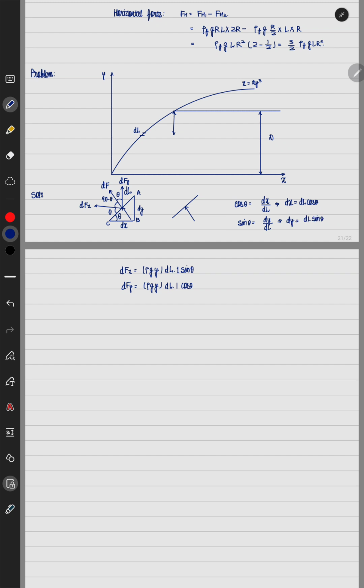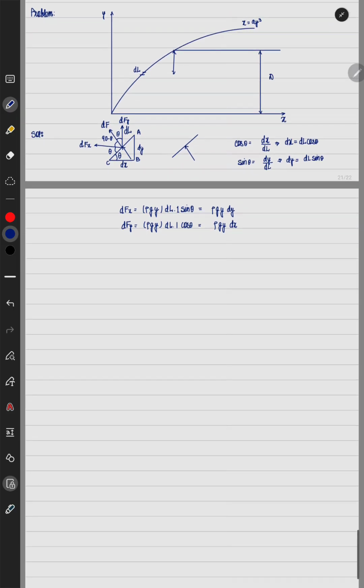Putting these values of dl cos theta and dl sin theta in the two expressions of forces, I can write dFx is given by rho into g into y into dl sin theta, which is dy, and the force in the y direction is given by rho into g into y, dl cos theta, which is dx. Okay, now it is a very simple problem.